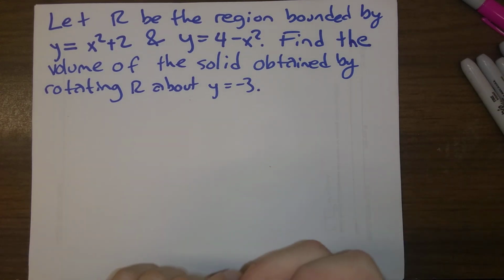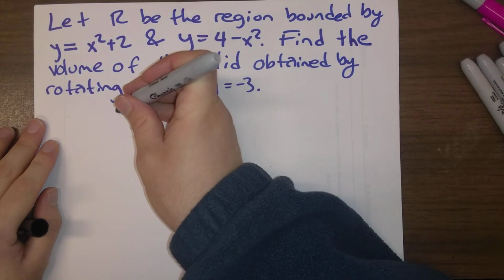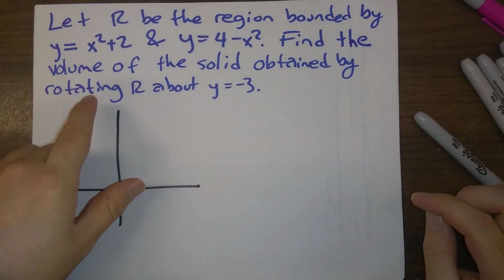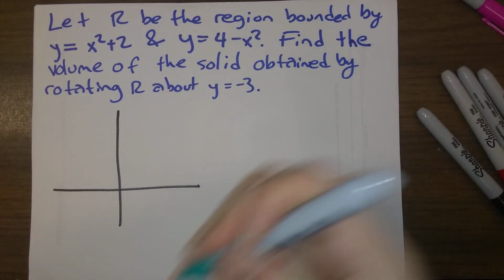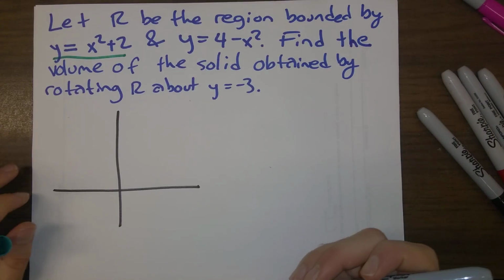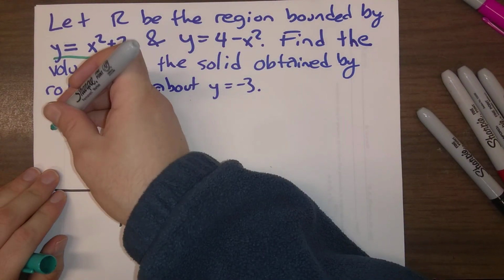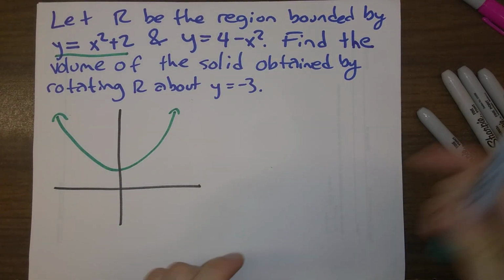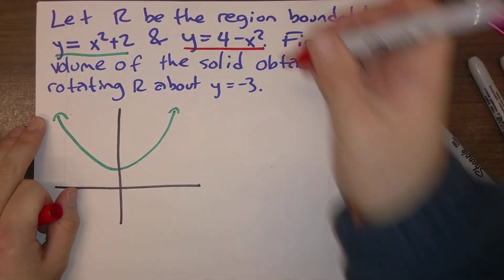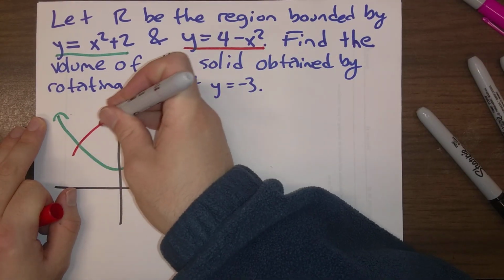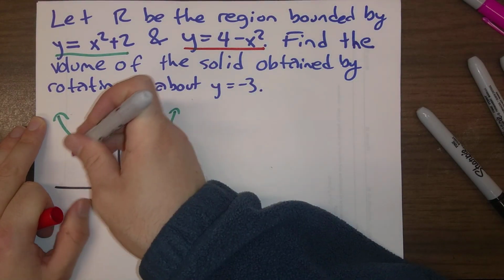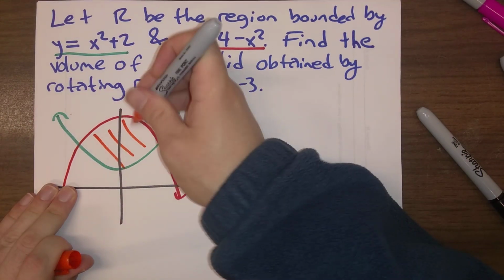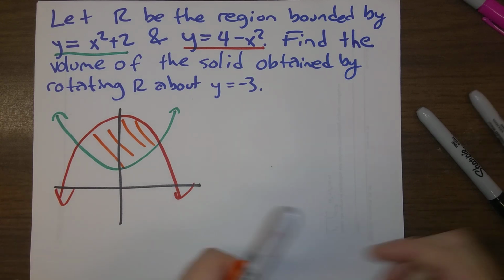Okay, so the first thing to do, let's figure out what exactly is this region that we are rotating. What does it look like? So y is equal to x squared plus 2, that is an upward opening parabola, something like that. Y is equal to 4 minus x squared, that is a downward opening parabola. And so this region, that's the region that we're rotating here.